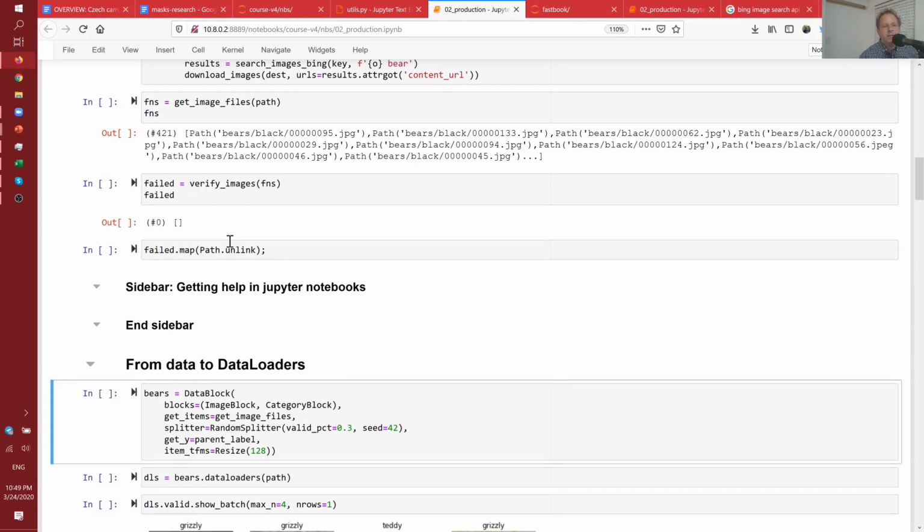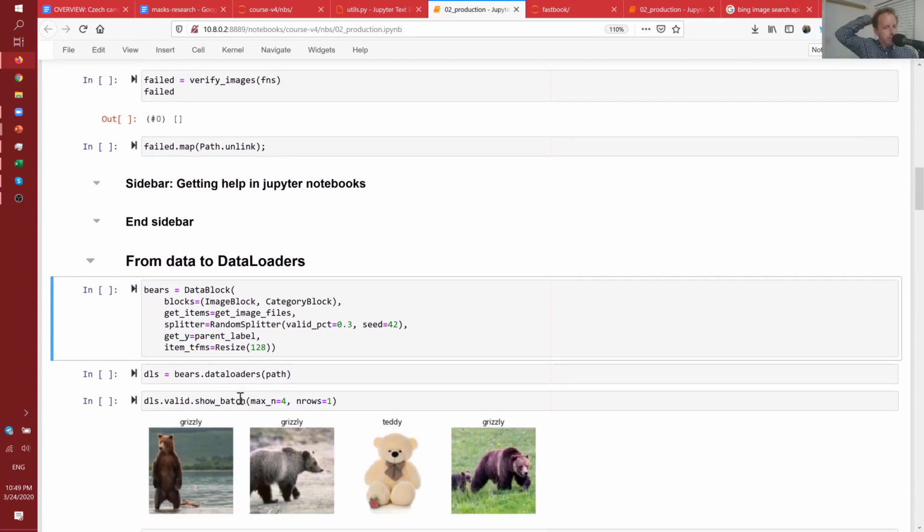All right, so we've now got a path that contains a whole bunch of images, and they're classified according to black, grizzly, or teddy based on what folder they're in. And so we're going to create a model. And to create a model, the first thing we need to do is to tell fastai what kind of data we have and how it's structured.